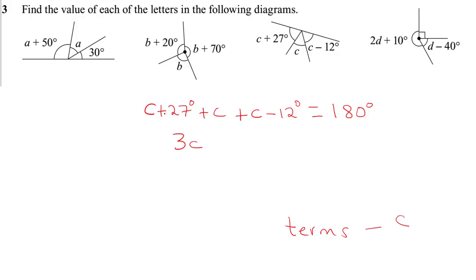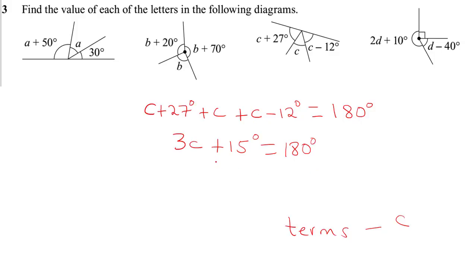So you're going to need to do 27 because it's positive. So it's 27 minus 12, and that's going to be 15. But it's positive, so that plus. Now, when you simplify the left-hand side, that should equal the right-hand side, which is still 180.